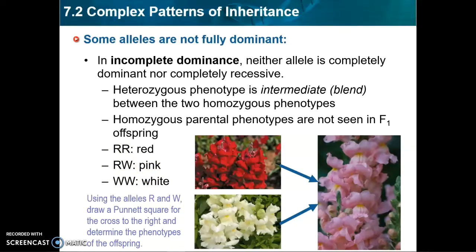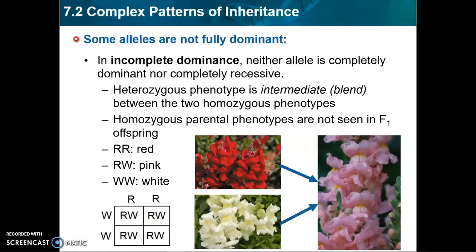So if you make your Punnett square, what you will see, regular 4 boxes, we put the two R alleles from one parent across the top, we put the two W alleles down the side, and all of our offspring we would expect to be heterozygous, one R and one W, and that gives us a phenotype of pink flowers.